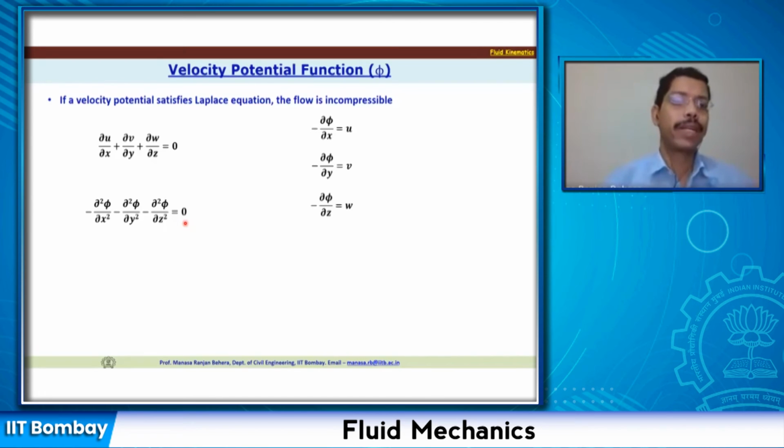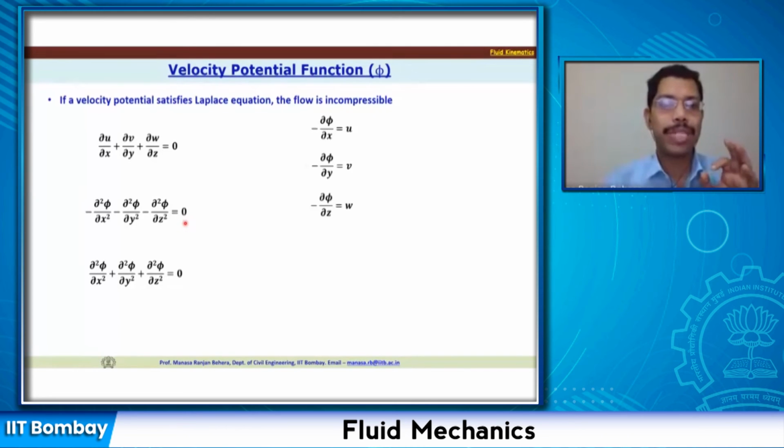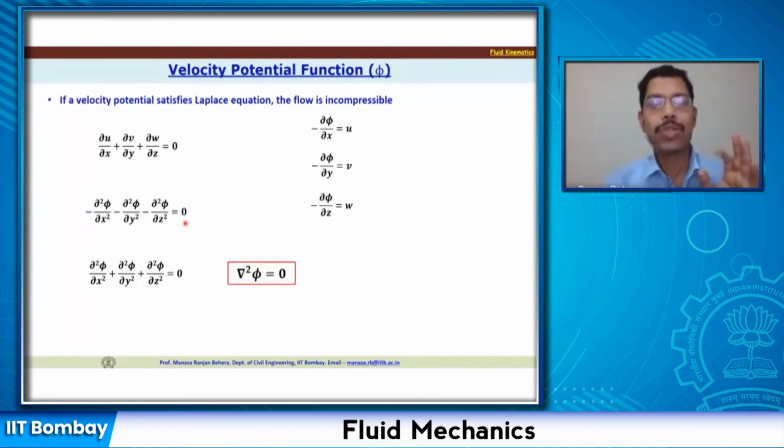Okay, so if I take the minus common, I can write down this expression. This expression is nothing but the Laplace equation, which I can write down in vectorial form. Del is the operator, right? So del square phi is equals to 0, which is nothing but your Laplace equation, isn't it? So this del square phi has to be 0 for the flow to be incompressible. Okay, so you should be able to check it and find it out.